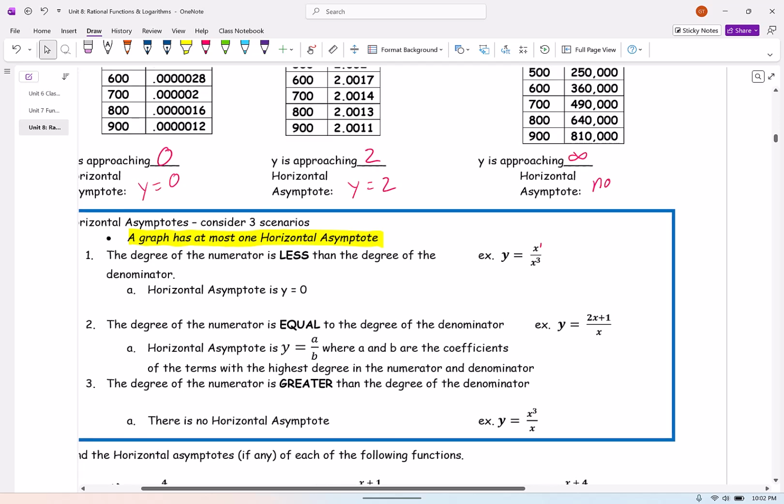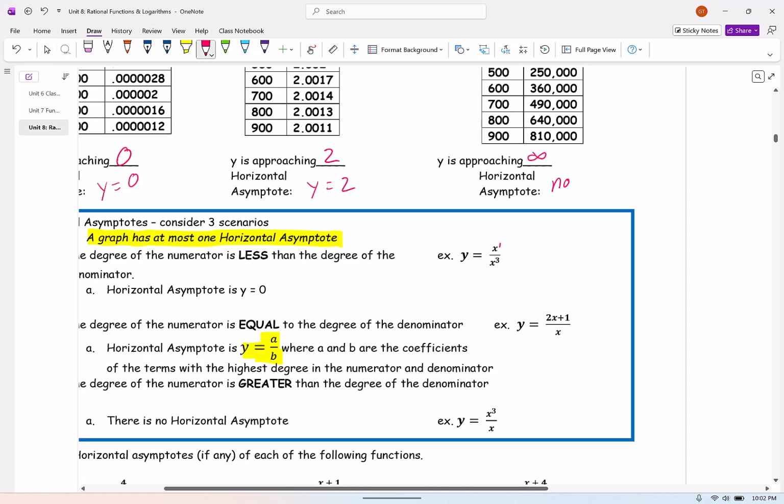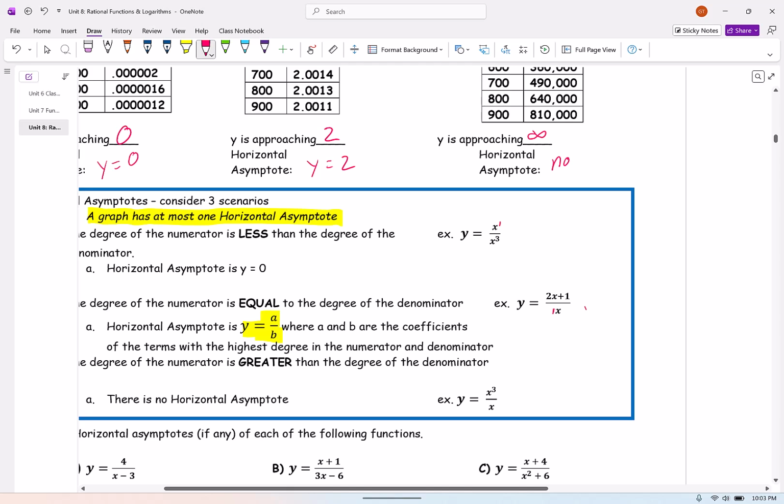Now, if they are equal to each other, so we have 2x here, which is just x to the first, over x, which is x to the first, those are equal in terms of degree. Then we're going to take the coefficients in front of them and make a ratio, y equals a over b. And so that will be our horizontal asymptote. In this case, the coefficient is 2, and the coefficient not given is 1. So y equals 2 over 1, or just 2, would be my horizontal asymptote.